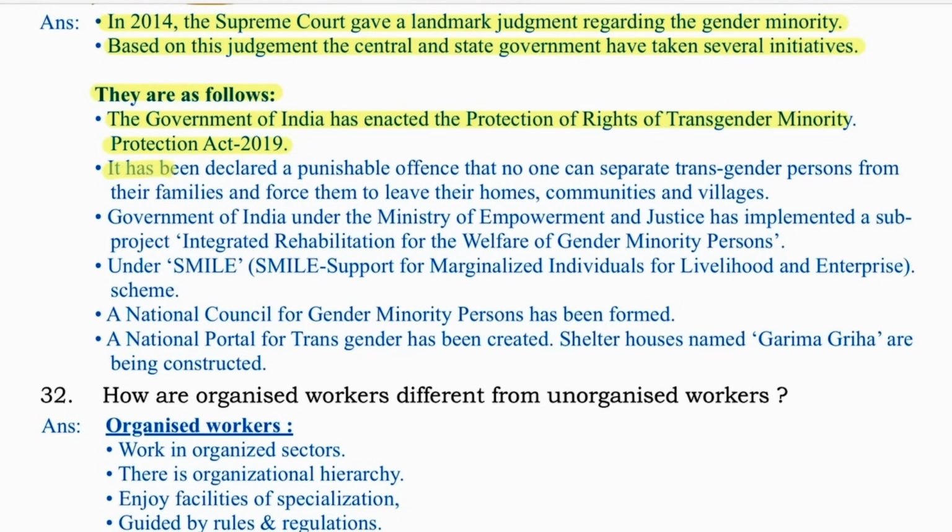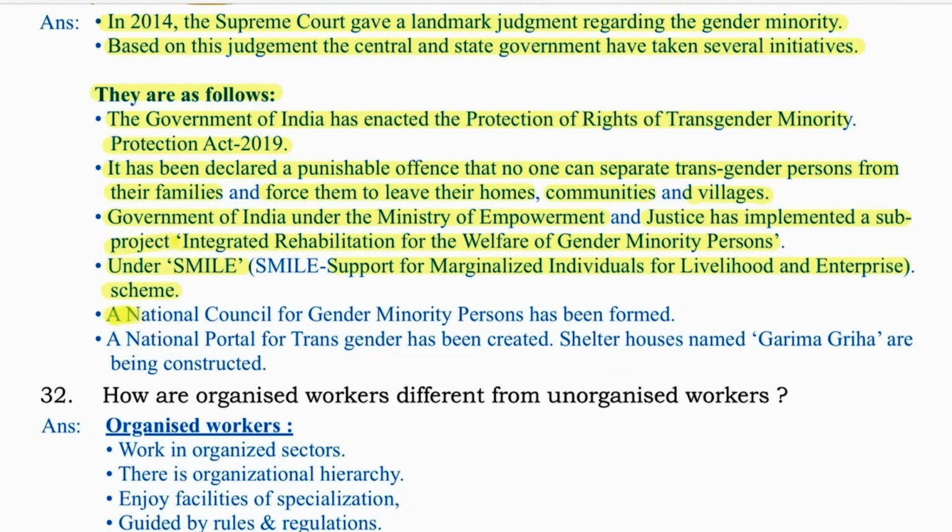2019. It has been declared a punishable offence that no one can separate transgender persons from their families and force them to leave their homes, communities and villages. The Government of India, under the Ministry of Social Justice and Empowerment, has implemented a sub-project, Integrated Rehabilitation for the Welfare of Gender Minority Persons, under the SMILE scheme, meaning Support for Marginalized Individuals for Livelihood and Enterprise.